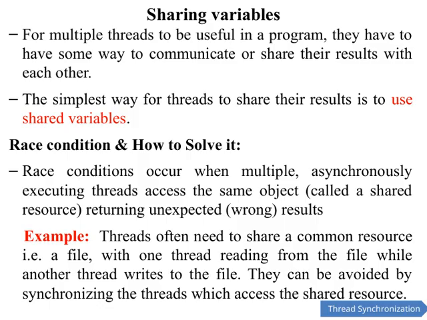For example, imagine two threads working with the same file, one reading from it while another writes to it. Without proper control, these operations can interfere with each other, causing data corruption or errors. The way to prevent these issues is through synchronization. By synchronizing the threads that access shared resources, we ensure that only one thread can modify or read the resource at a time. This way, we avoid race conditions and keep our program running smoothly. Overall, understanding how to share variables safely is key to building reliable multi-threaded applications.